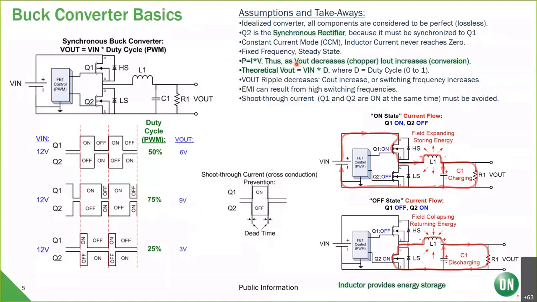So when you decrease V out with the duty cycling, and we sometimes call that a chopper, the I out increases proportionally. Okay, so that's the conversion. So when you have 12 volts in, 6 volts out, you may have 1 amp on the input. You're going to have 2 amps on the output, and that's an ideal lossless scenario. There's always going to be some loss in there, and we're going to talk more about that.